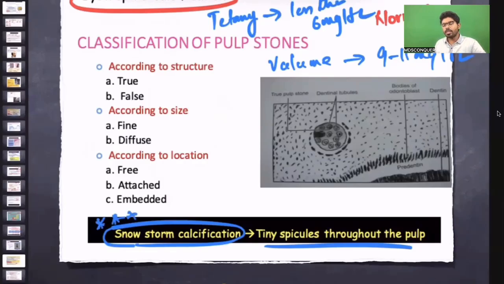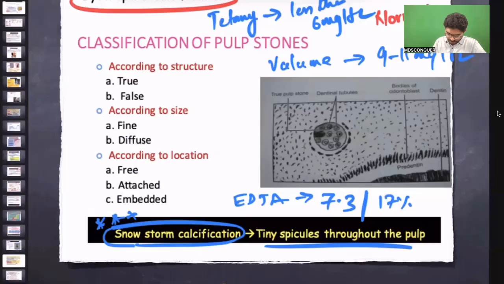So which irrigation solution are you going to use whenever you have calcified canals, whenever you have pulp stones? EDTA. What is the pH of EDTA? Very good, 7.3. Percentage of EDTA? 17% of EDTA. Very good.